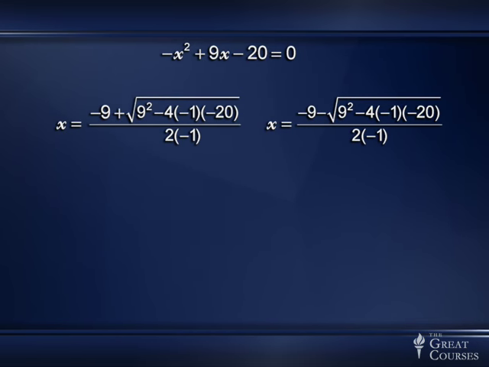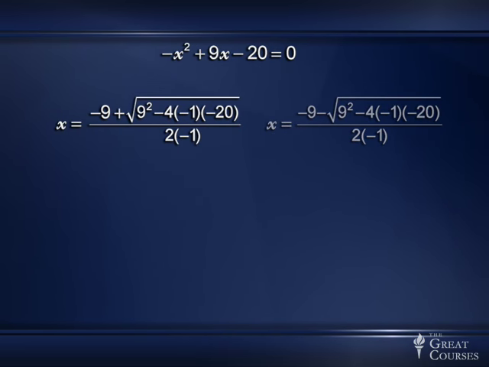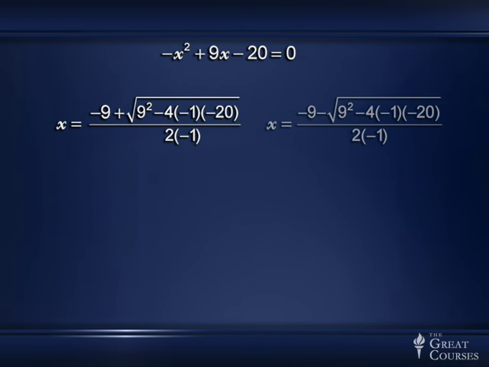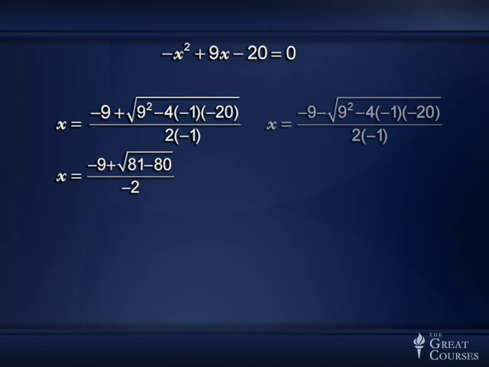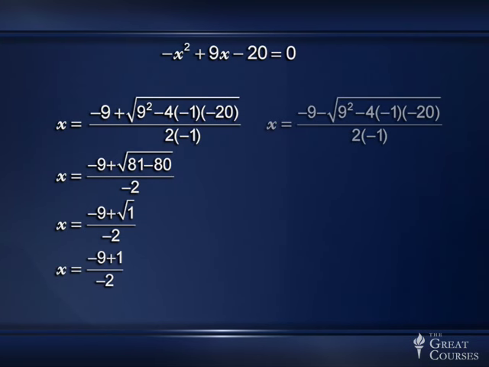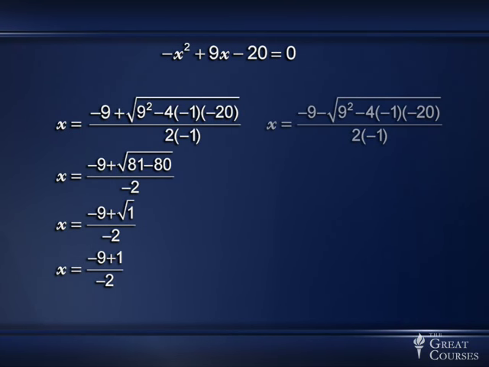These are very similar to what we did in a previous lesson. First, the first solution is x equals negative 9 plus the square root of 9 squared minus 4 times negative 1 times negative 20 over 2 times negative 1, which is the same as negative 9 plus square root of 81 minus 80 over negative 2, which is the same as negative 9 plus the square root of just 1 over negative 2, which is negative 9 plus 1 over negative 2, which is negative 8 over negative 2, which is positive 4, because those negatives will cancel.